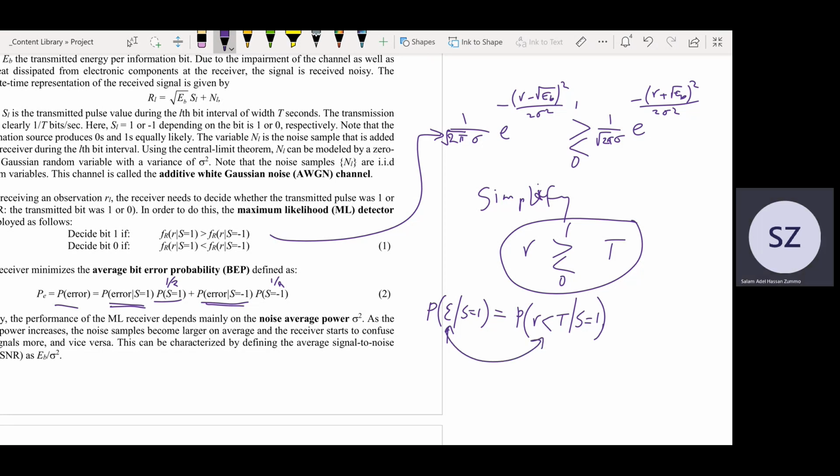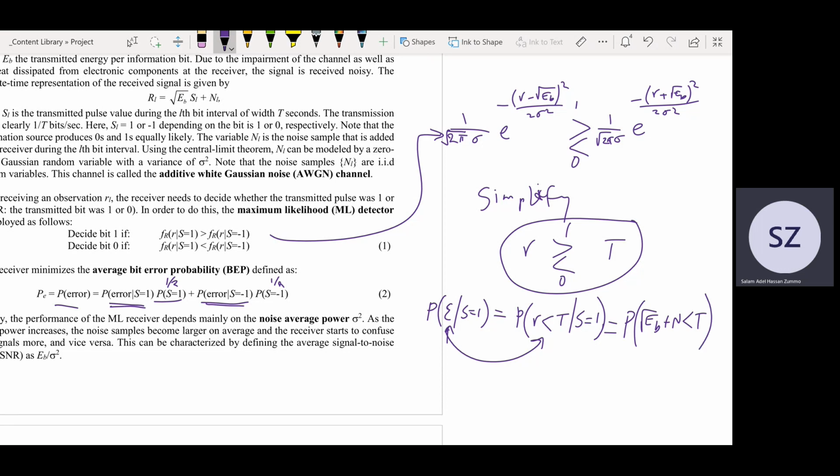So the error in language, we define it into math. Okay? This is the first step. The second step, use the condition. R will have different values depending on what s was, right? So given s equal 1, I know what r is. We use the condition. What is r given s equal 1? Exactly. Square root of EB plus noise less than t.